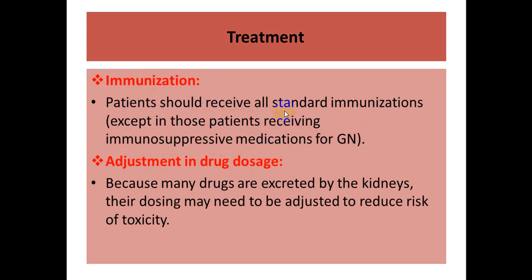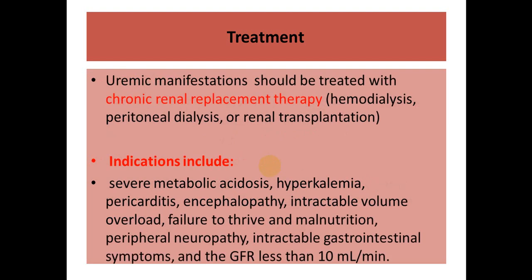Children should receive all standard immunizations, except when receiving immunosuppressive medication. Adjustment of drug dosage according to the GFR is very important. Uremic manifestations should be treated with chronic renal replacement therapy. We talked previously about that: hemodialysis, peritoneal dialysis, or renal transplant.